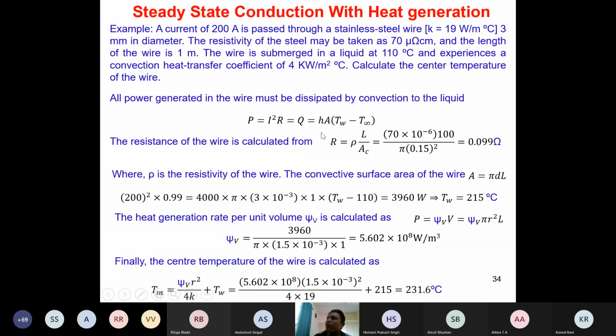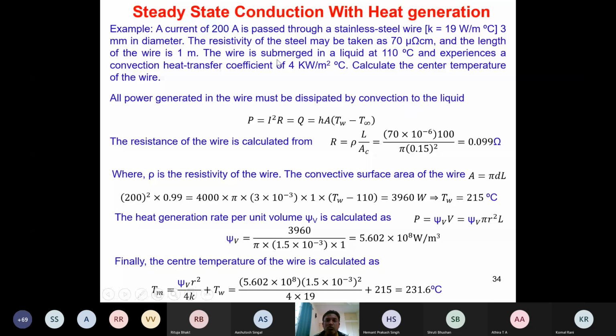Temperature of the wall we have to calculate from the heat balance. Now, what has been given here is the resistivity of the steel, which is 70, but the resistance is not given. Resistance we have to calculate. Based on this resistivity, the resistance can be calculated as rho into L by AC, where AC is the cross-sectional area of the wire. Now what is the diameter of the wire?